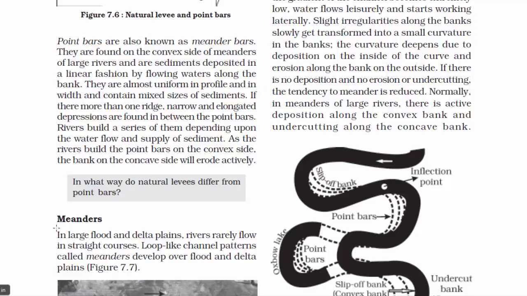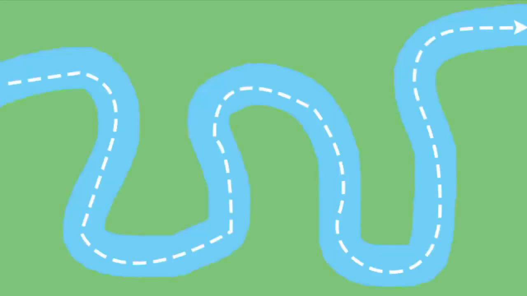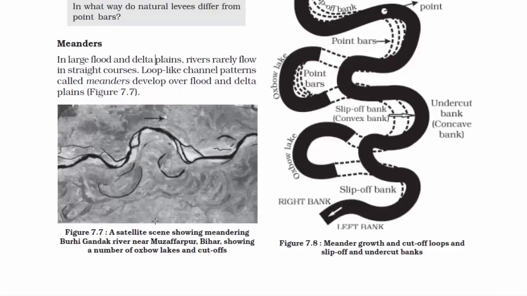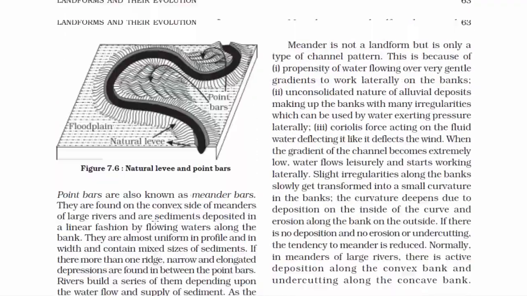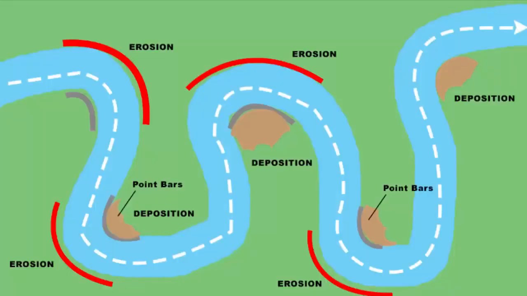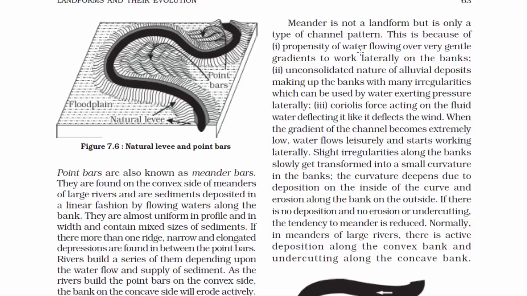The fourth type of depositional landform is meanders. A meander is the flow of a river in zigzag curly turns. Basically, it's a curve in a river. The position of the curves changes over time. The river erodes sediments on the outside of the curves and deposits them on the inside of the curves. If you see, a meander is not a landform, but is only a type of channel pattern.